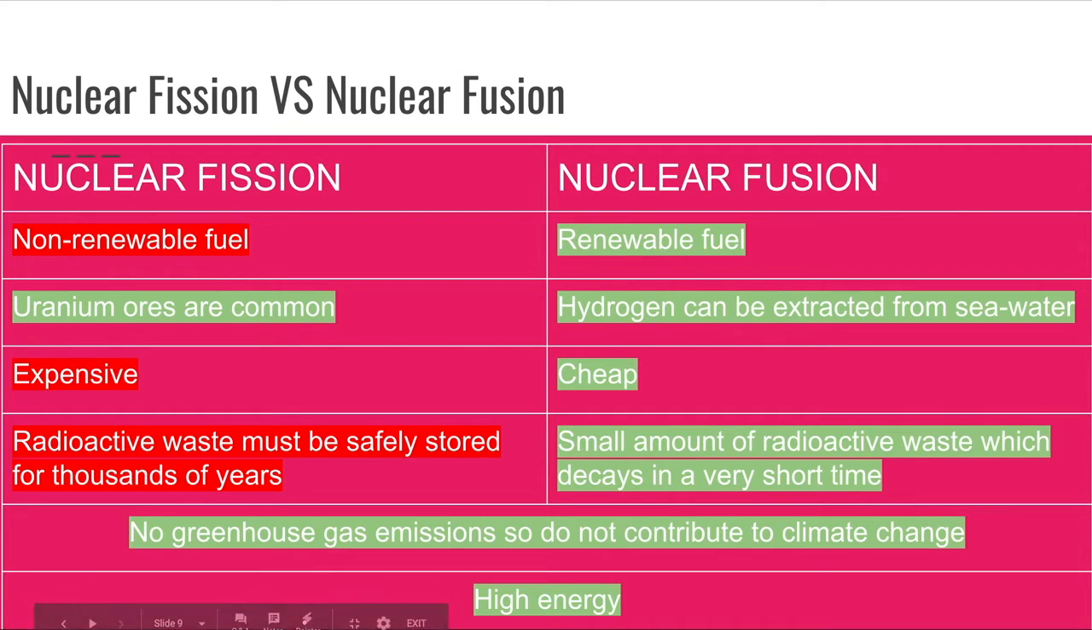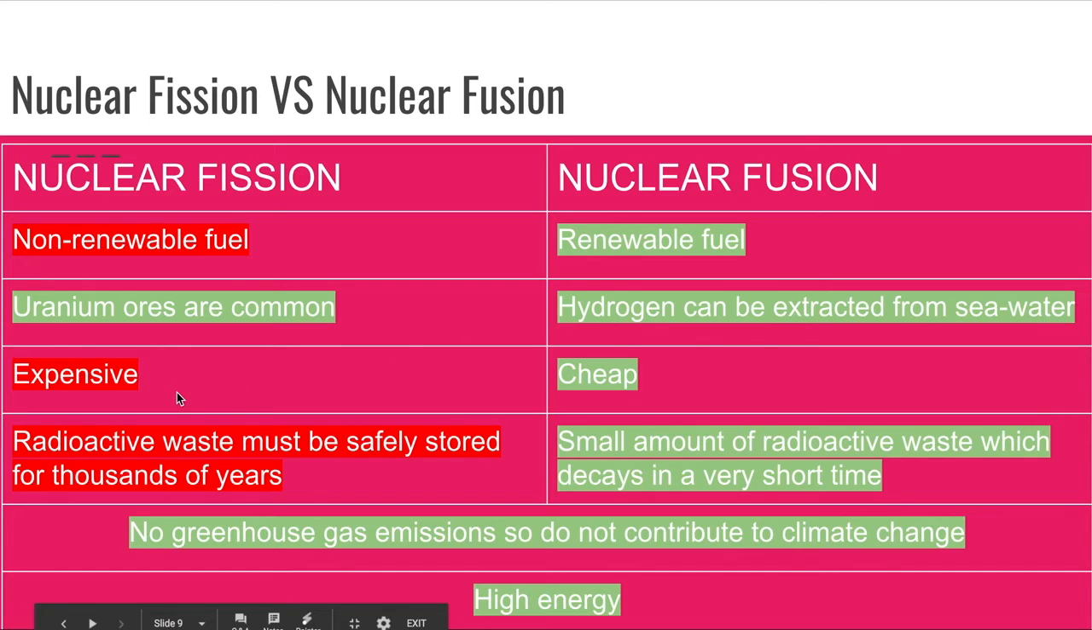Now nuclear fission versus nuclear fusion. Nuclear fission uses non-renewable fuel. Uranium will run out. Nuclear fusion is essentially renewable because hydrogen can be extracted from seawater, and so it's essentially unlimited. Uranium ores are common, and they will last us decades, but they will eventually run out. Hydrogen can be extracted from seawater, and so it's essentially unlimited.